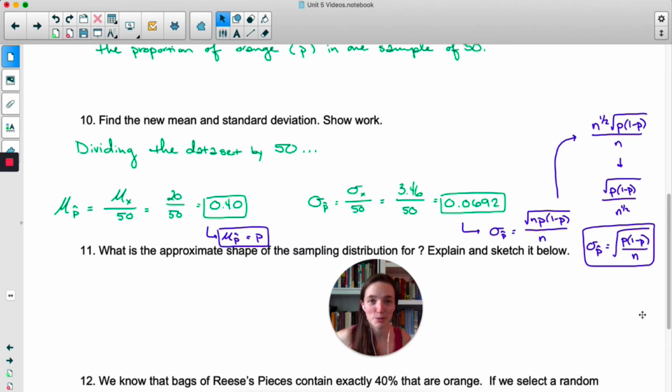It's okay if those algebra steps don't make sense. This is the formula for the standard deviation of the sampling distribution of p hat. Whew, gosh, that's a lot of talking.